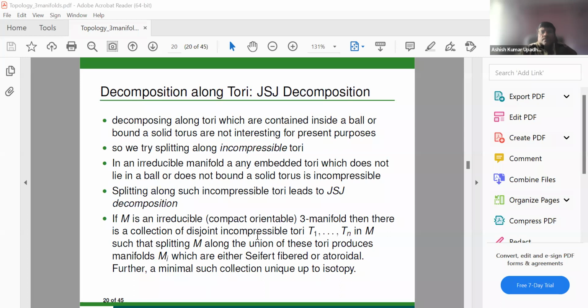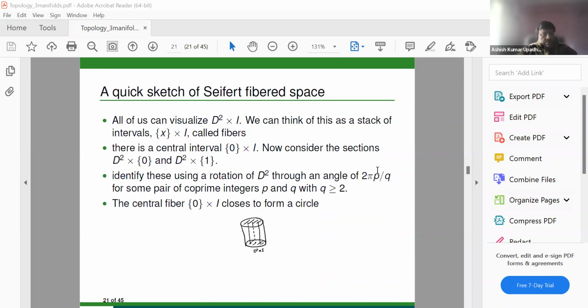Here also, we have some result which says that the minimal such collection is unique up to isotopy. Okay. So I mentioned Seifert fibered spaces. Let's just get a feel of what Seifert fibered spaces are.